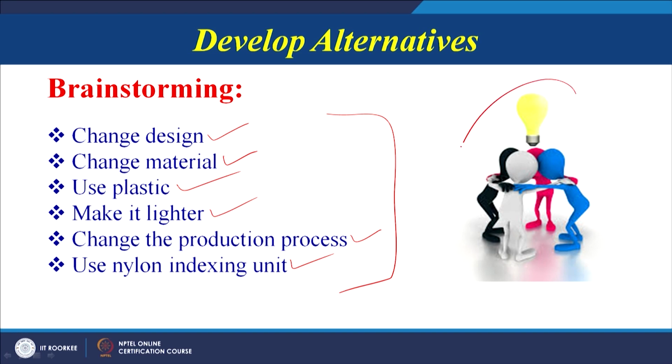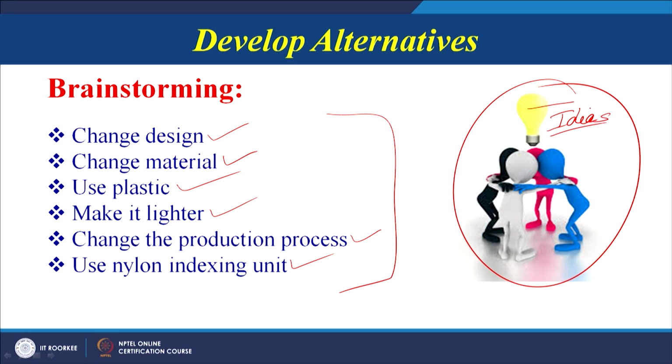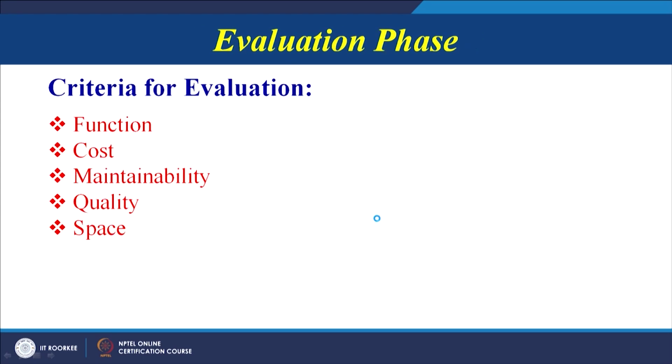So, you can see a depiction of a group which is working to develop an idea. This represents an idea or a collection of ideas coming out of the brainstorming or the creative thinking by the individuals of the brainstorming group. In this case, what can be the ideas? The ideas we can come up with, but there will be criteria for evaluation. There can be different ideas, as we have seen in the previous slide: change the material, change the design, use a plastic material, then change the manufacturing process or the production process.